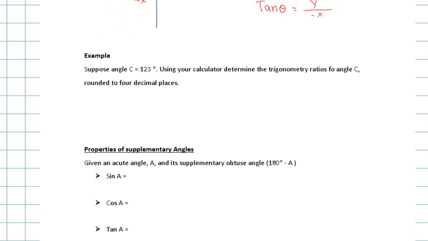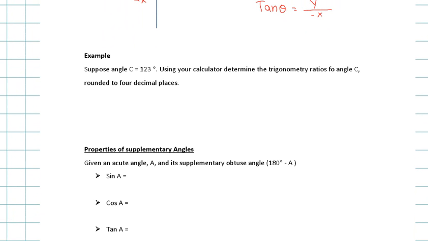Now, suppose that angle C is 123 degrees. Using your calculator, determine the trigonometric ratio of angle C rounded to 4 decimal places. So what's the question asking? What's the question asking you to find? Determine the trigonometric ratio.